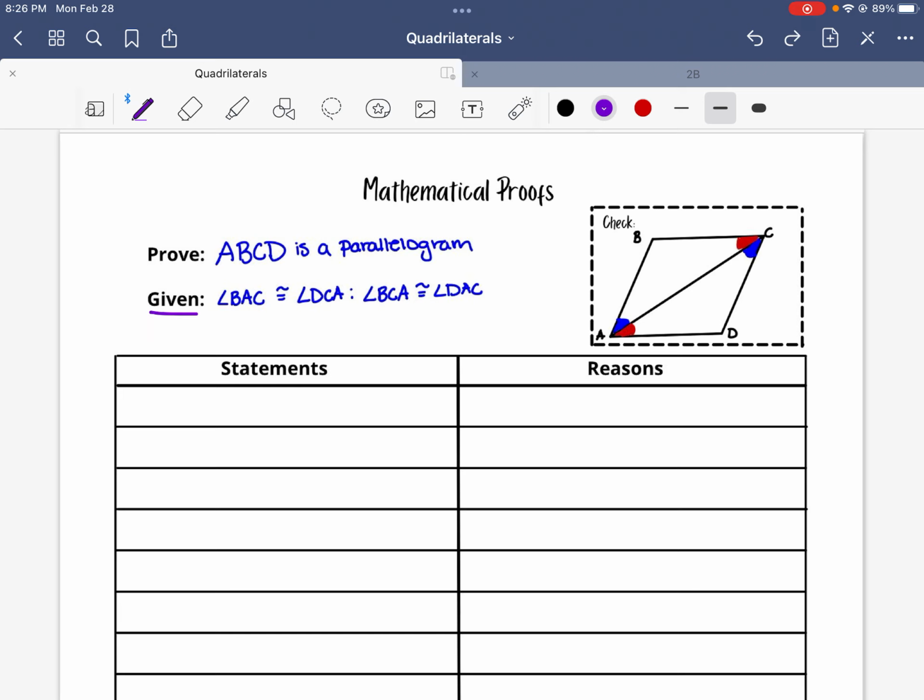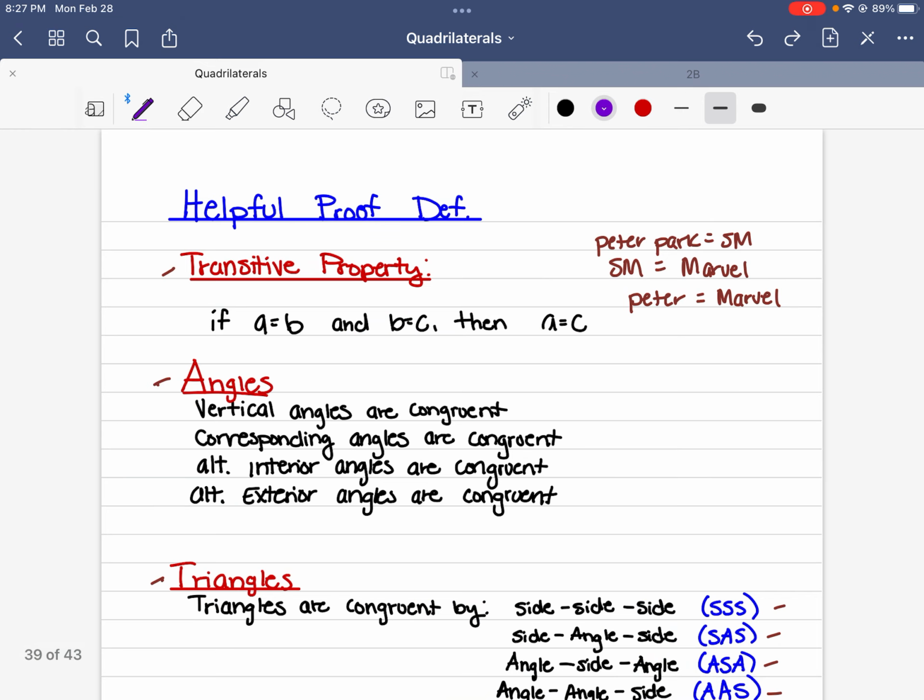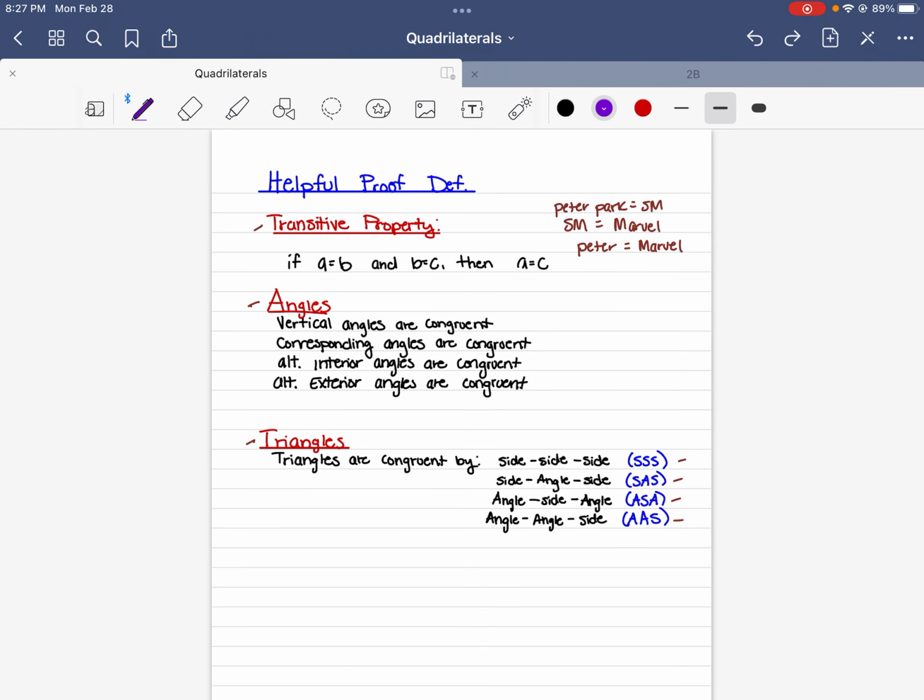So when we are given something, this is usually a hint that we're somehow going to be using this in our proof. So I'm given that the angle BAC is congruent to DCA. As you can see, I already colored these in blue to let myself and you know that these angles are congruent, and that BCA and DAC are congruent, and I used the color red for these.